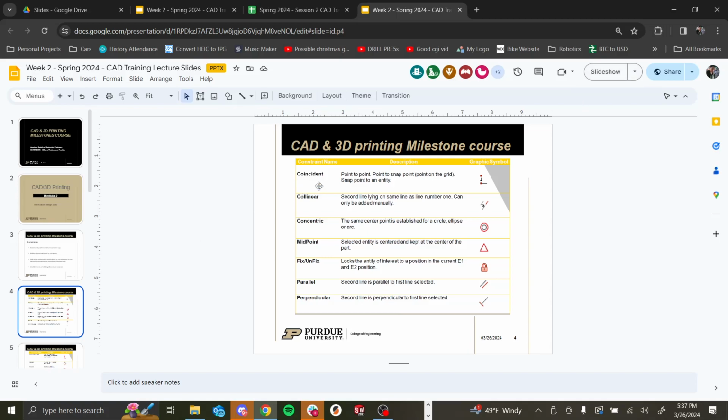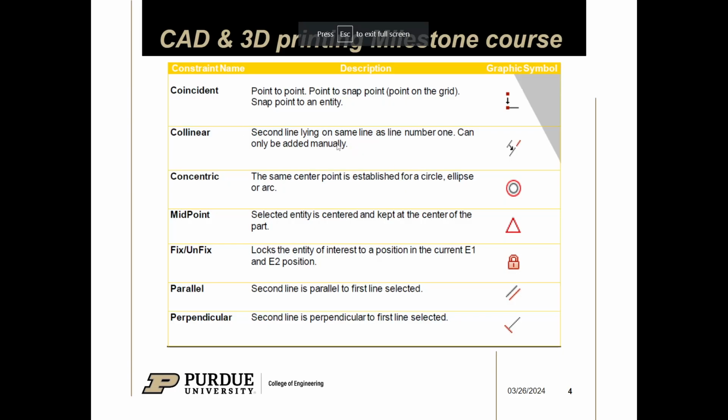But a lot of these are going to be ones that you use very often. I find myself using coincident a lot along with concentric. Midpoint's also pretty nice if you want something to be in the middle of something else. But again, a lot of these names are self-explanatory, so I won't go too deep into what everything means.